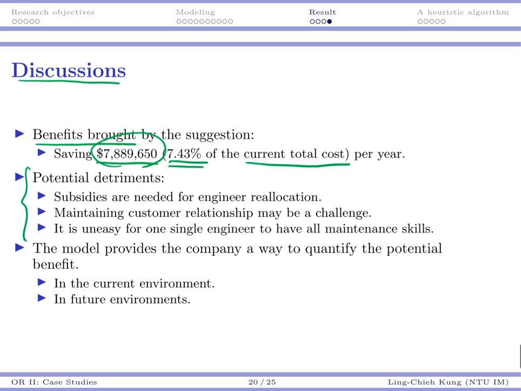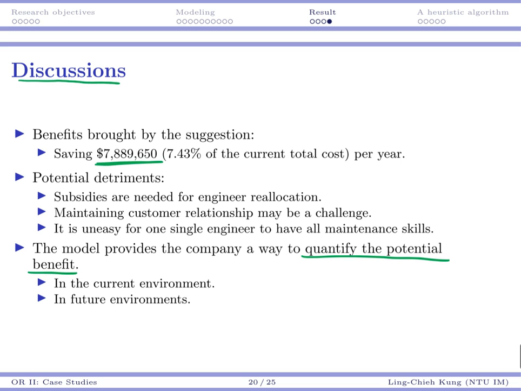But of course, there are some potential detriments. You need to subsidize engineers for reallocation. That costs some money. You need to spend something to maintain customer relationships because there are some customer sites where the responsible engineer would be changed, and you probably need to take care of those customers. And finally, it may be difficult to find just one single engineer to take care of one region, because you need that engineer to be able to do a lot of maintenance skills. That may be difficult. But at least now you have a way to quantify the potential benefits.